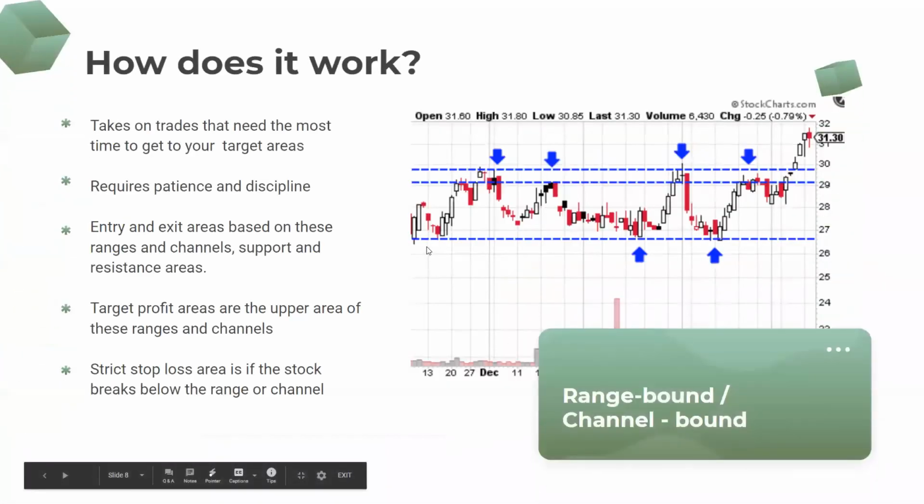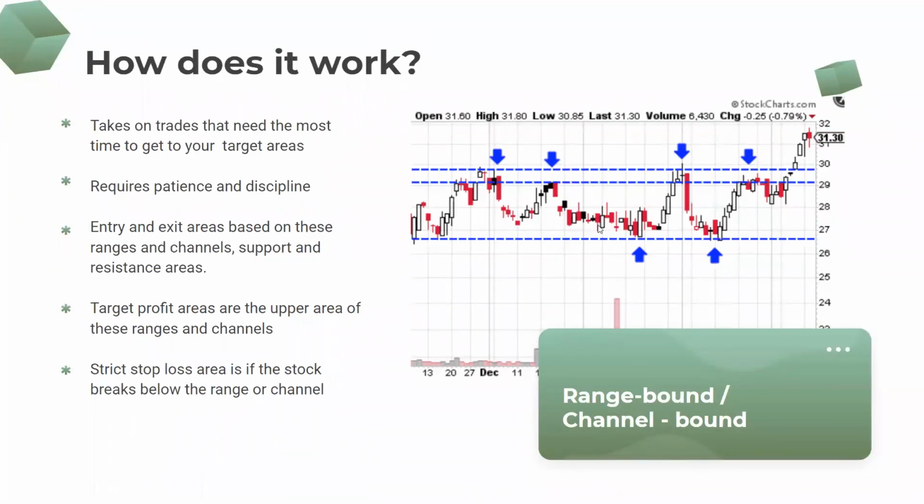You have to be the most disciplined and the most patient during this type of cycle. It's really frustrating if you jump in, let's say you thought it was coming down here, you jumped in, and then you got consolidation for 3 weeks before it starts to move.